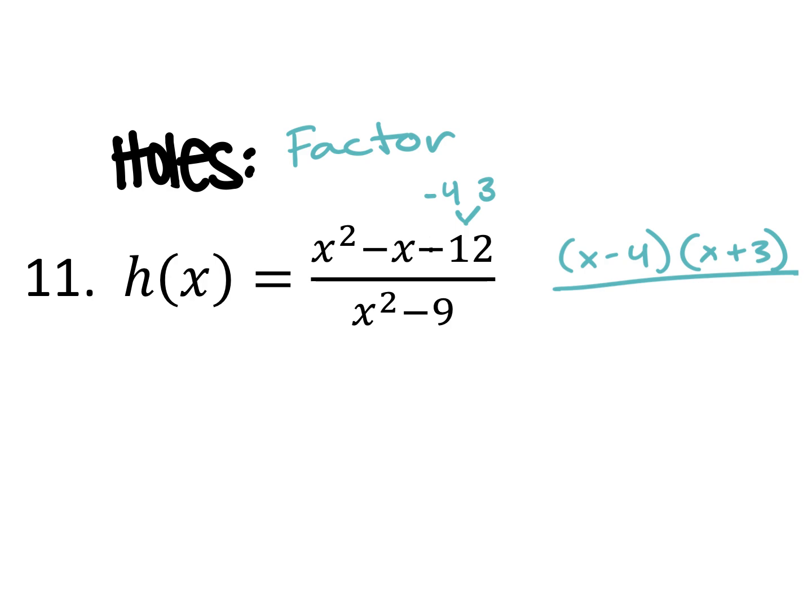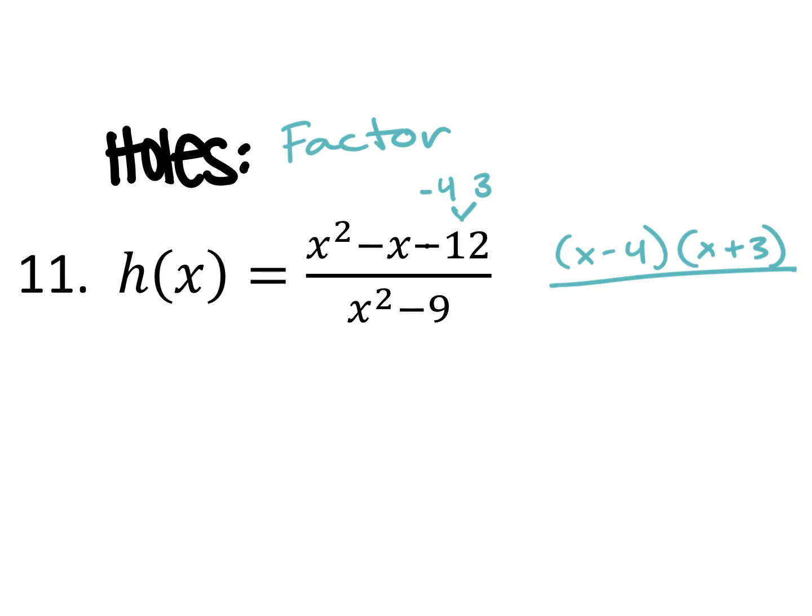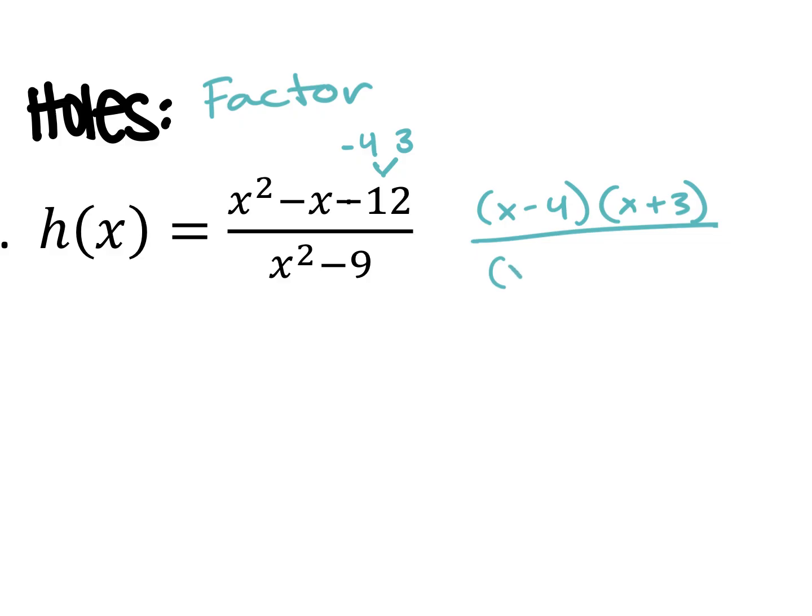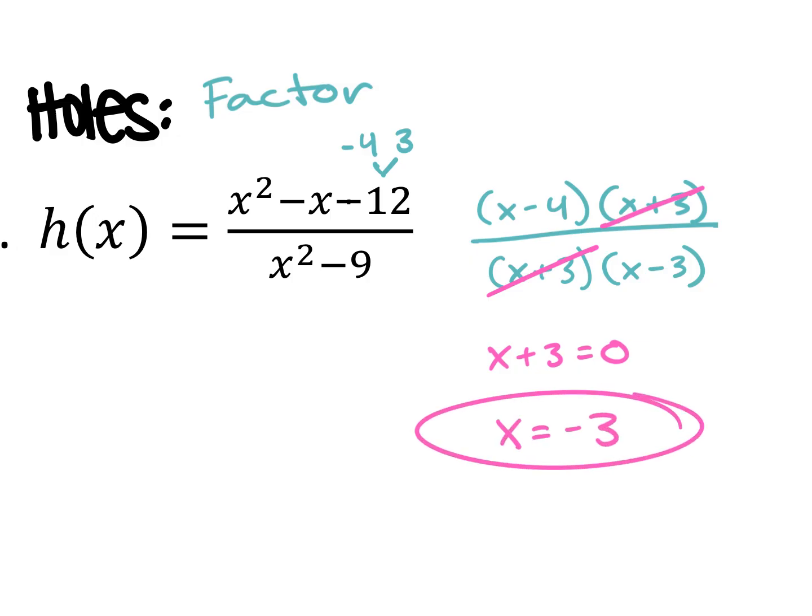How do we factor our denominator? Awesome. It's the difference of squares, so it'd be x plus 3 and x minus 3. Now, holes happen if you have anything in common in your numerator and denominator. Do we have any factors in common? Yes. X plus 3. So we cancel those out and we say x plus 3 is equal to 0. So where would our hole be? X equals -3. So for holes, you need to put the x equals.